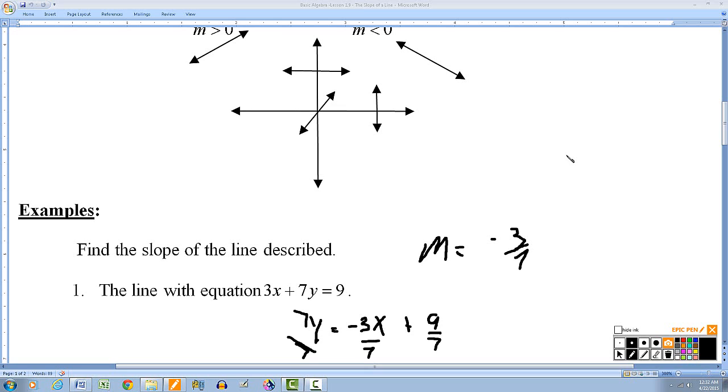So that's the slope. In this particular case, this would be a line that decreases or comes down. Lines with positive slope rise, and those with negative slopes fall or decrease. So there's your slope.